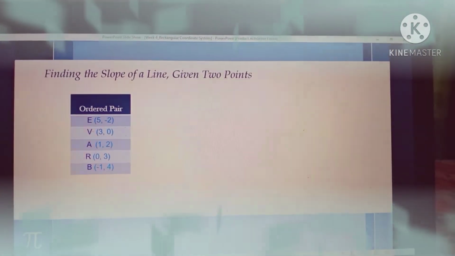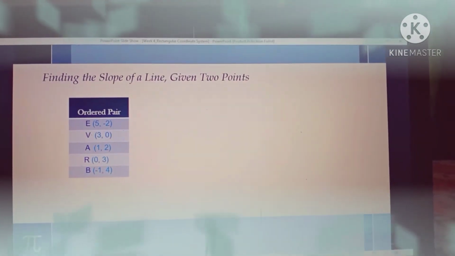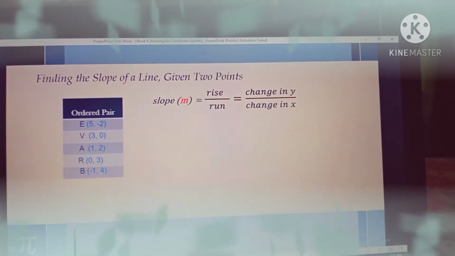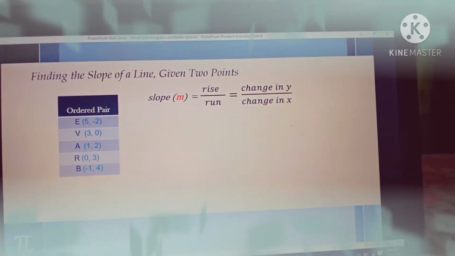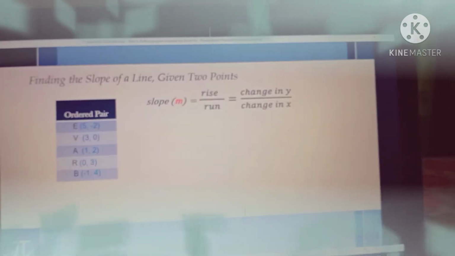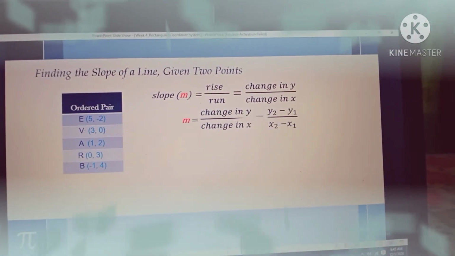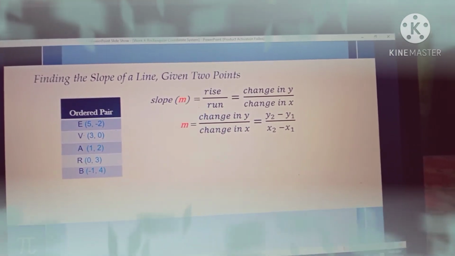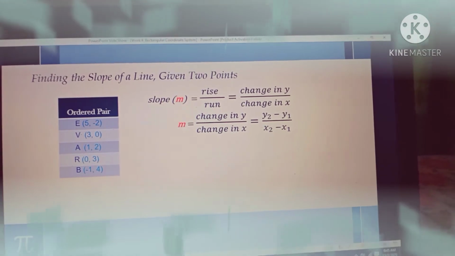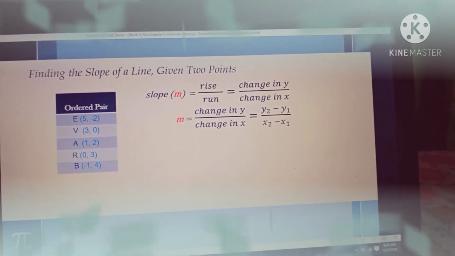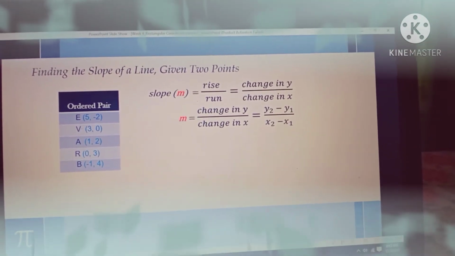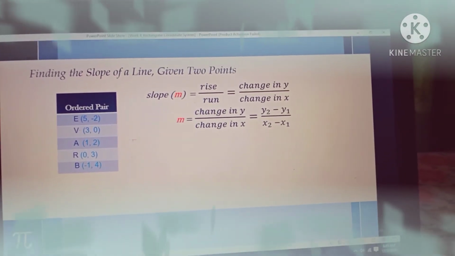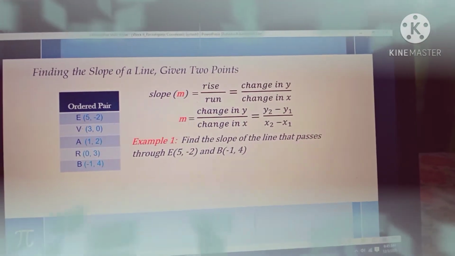So, let's find the slope of the line given 2 points. Slope of the line is equal to rise over run, or equal to change in y over change in x. So, m is equal also to the change in y over change in x. And mathematically speaking, that will be y sub 2 minus y sub 1 over x sub 2 minus x sub 1.